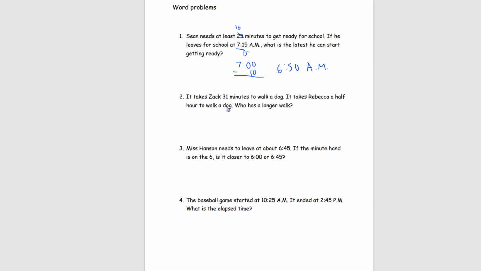For number 2, it says it takes Zach 31 minutes to walk a dog, and it takes Rebecca half an hour to walk a dog. Who has a longer walk? Since Zach takes 31 minutes and Rebecca takes half an hour, we can convert 1 hour to 60 minutes, and half an hour is divided by 2, which turns this into 30 minutes. When comparing, we know that 31 is greater than 30, so Zach has a longer walk.